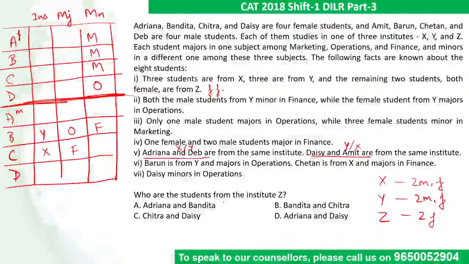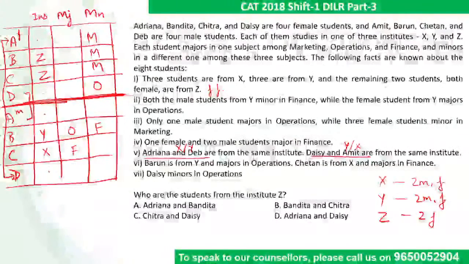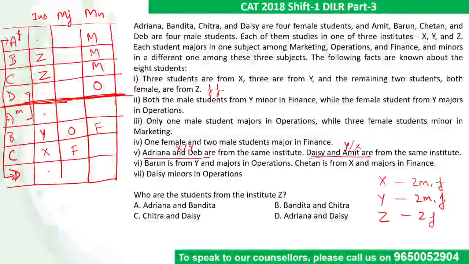Now Adriana and Dev are from the same institute, right? So Adriana and Dev are either from X or from Y, and Daisy and Amit are from the same institute, right? So these two are from the same institute, these two are from the same institute. So they are from X or Y, and two females are from Z. So these two must be the two females that were from institute Z. Another point that can be filled. What else can be filled? I don't think anything else could be filled.